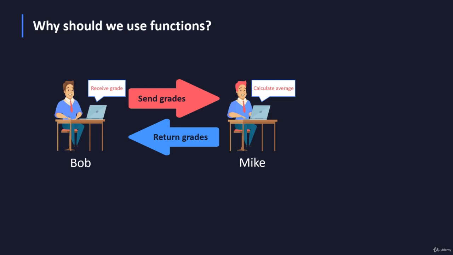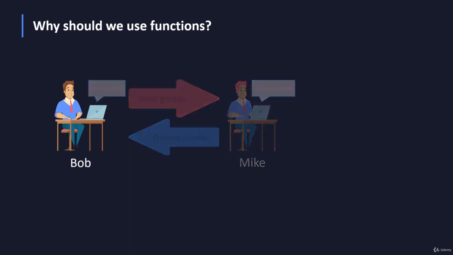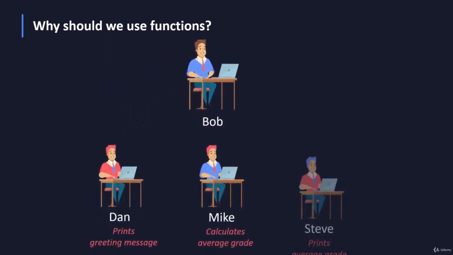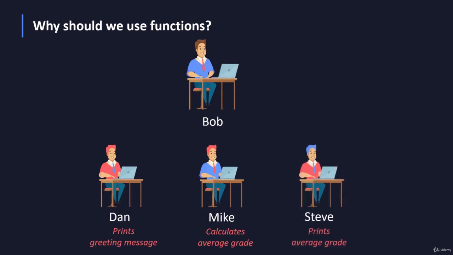So for the overall task that we specified previously, there will be a couple of specialists. The first one knows how to print a greeting message to the screen, and the second one knows how to calculate the average grade. That's our Mike. And the third one will be capable of not just calculating the average grade, but printing the average grade to the screen, and so on. So there may be a lot of people with a lot of specialties that will help Bob to organize his application correctly. And for every part of the task, Bob may ask for the help of any of them.